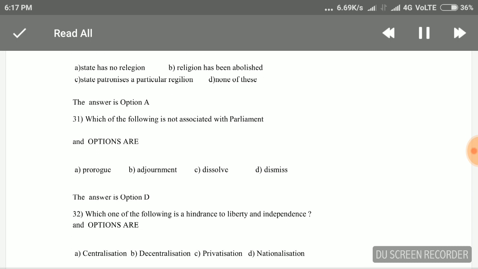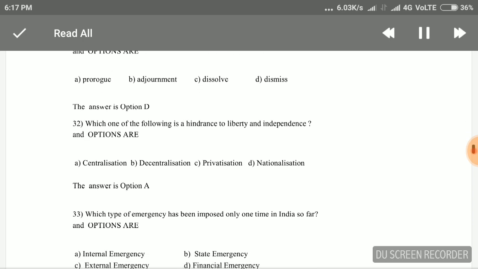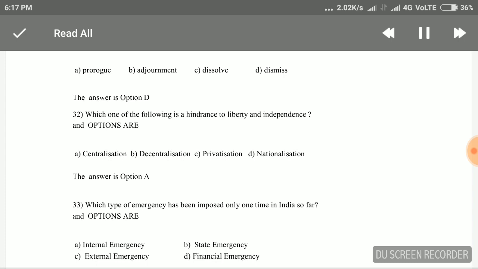32. Which one of the following is a hindrance to liberty and independence? Options are A. Centralization. B. Decentralization. C. Privatization. D. Nationalization. The answer is option A.